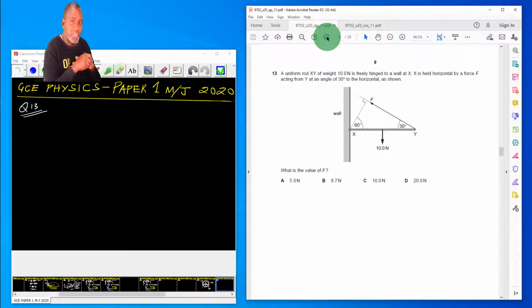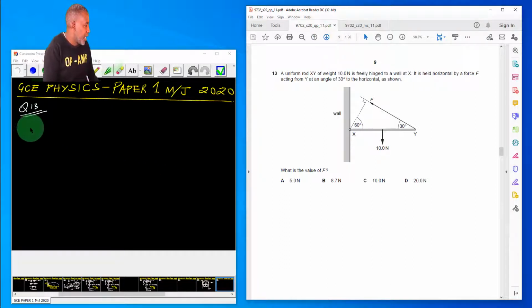Weight of an object always acts through its center of gravity, which is at its geometrical center, as we have already said. Now, it is freely hinged to a wall at X. It is held horizontal by a force F acting from Y at an angle 30 degrees to the horizontal as shown. What is the value of F? Now, this question is about moments.